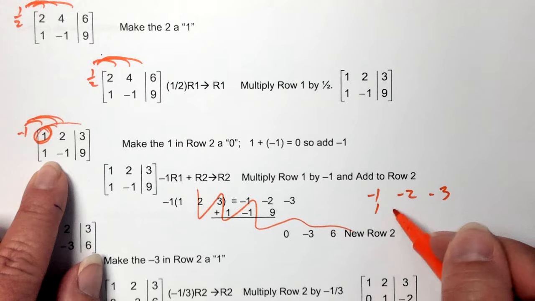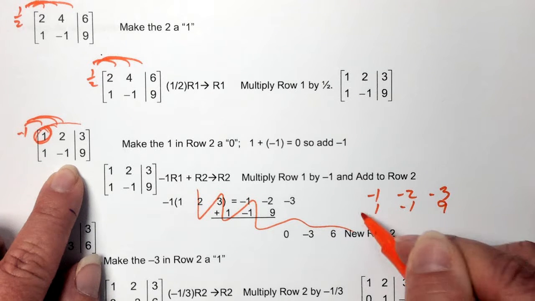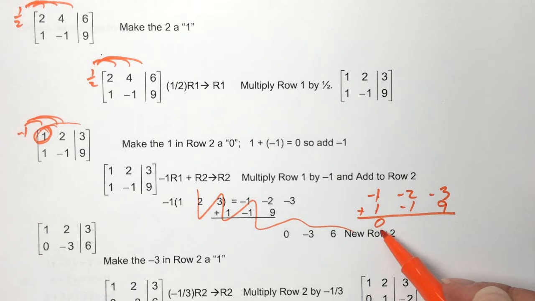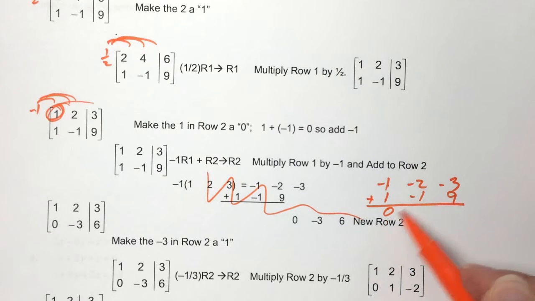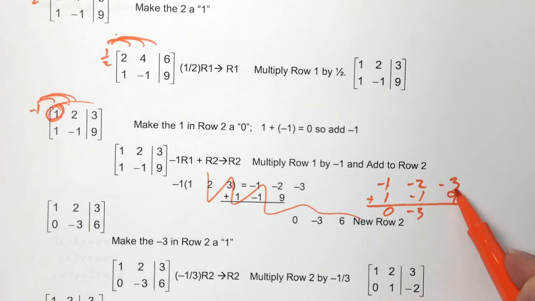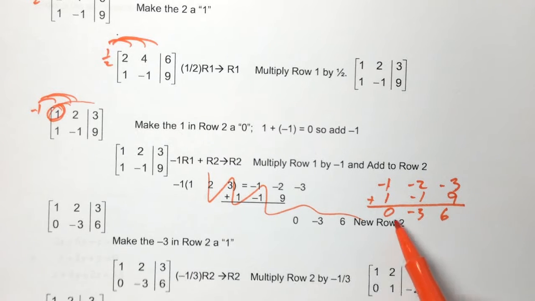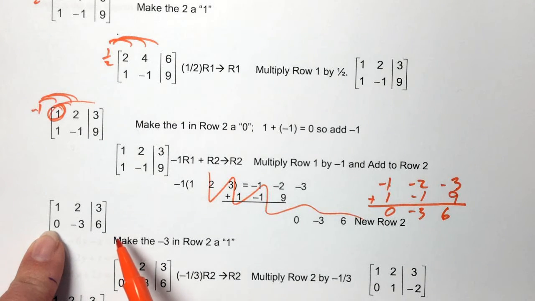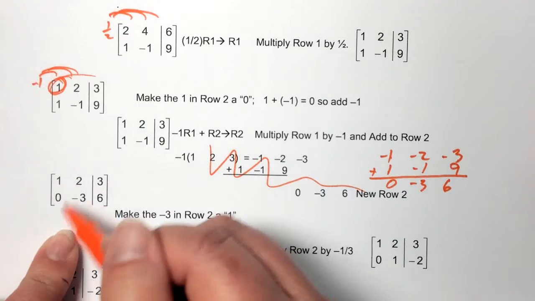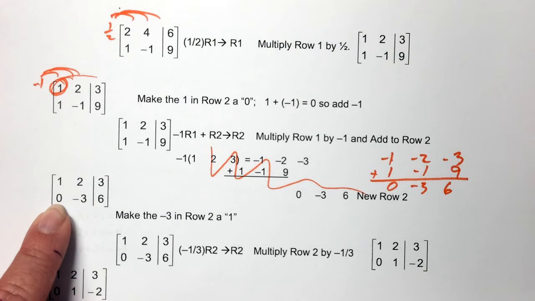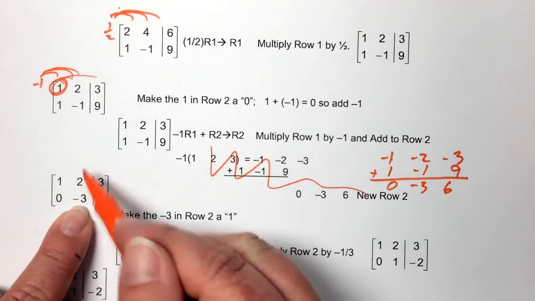Row 2 had a 1, a negative 1, and a 9. And when I add those together, negative 1 and 1 make 0. I knew it was supposed to be a 0. That's why I picked that. Negative 2 and 1 makes negative 1, and negative 3 and 9 makes 6. So 0, negative 3, 6 is going to be my new row 2. Okay? I am done with column 1. I have the 1 where I want it and zeros everywhere else. So I move on to column 2.